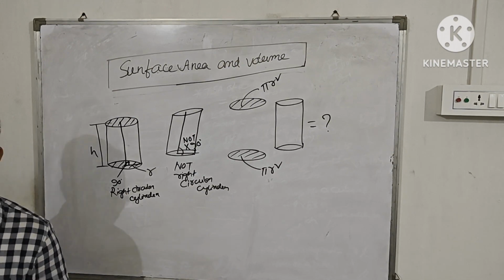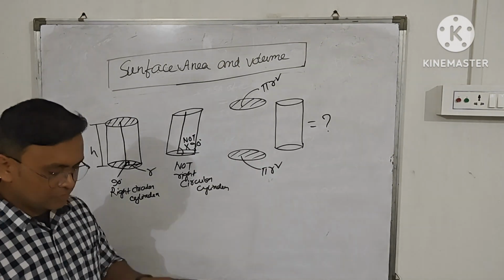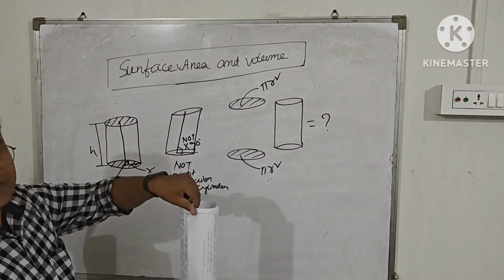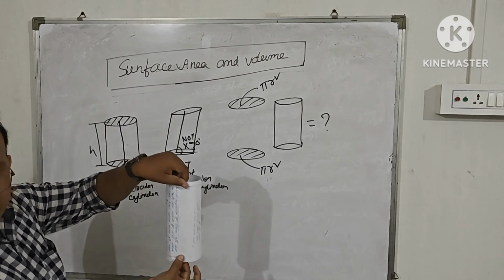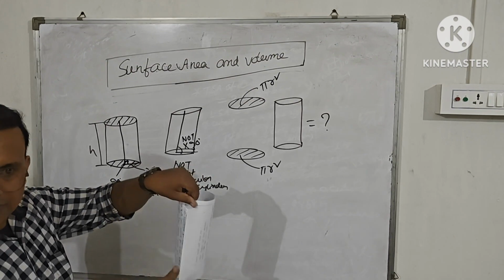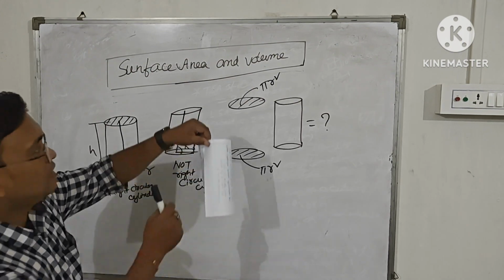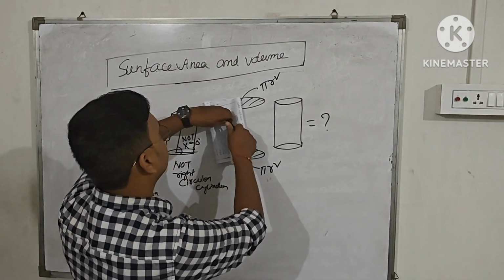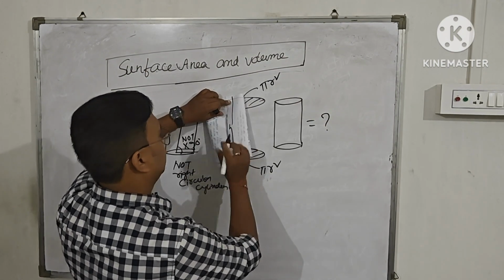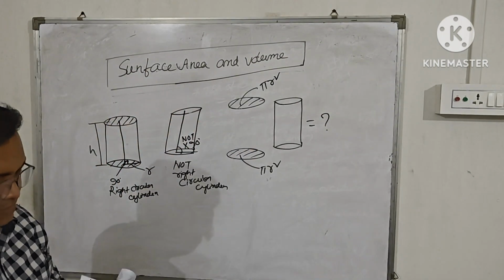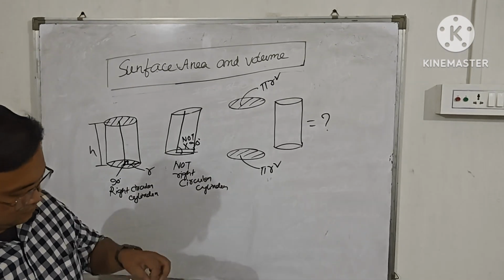Let me show you. Suppose this is a cylindrical curved surface. So this is the height. You can see this is the height. So I am writing here, this is our height. This is the height of the cylinder.